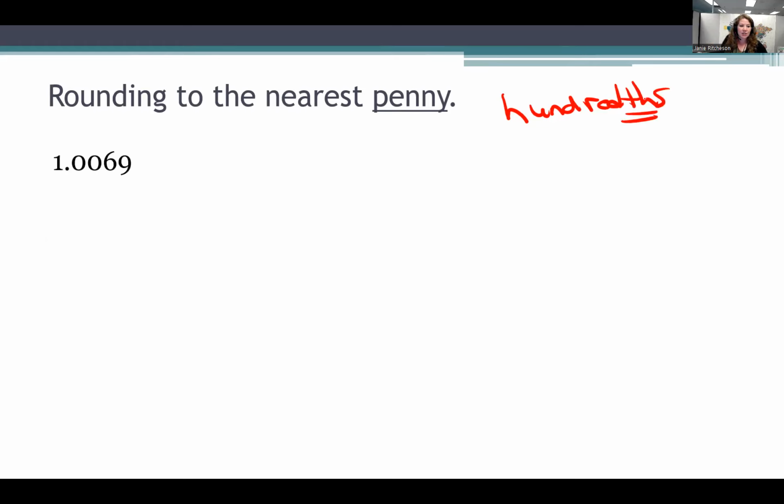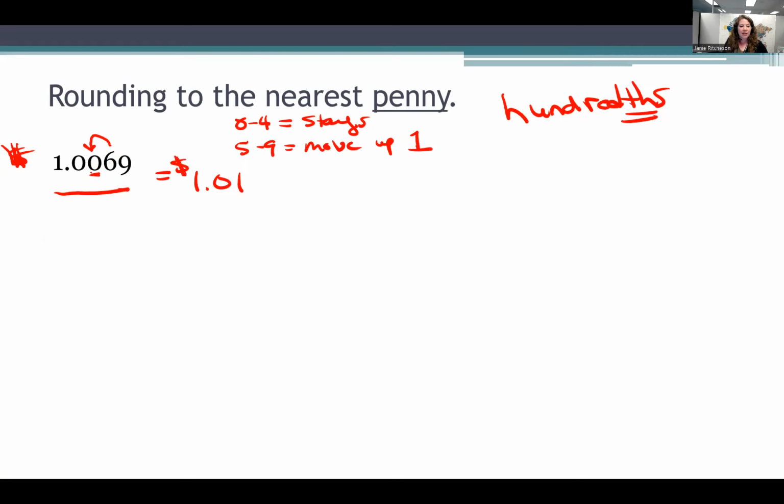So we have tenths, hundredths. So if this was money, we're always rounding to the hundredths. The first zero is in the tenths. This one's in the hundredths. So in order to round, you always look to the number to the right of the place you want to round to. If the number to the right of it is 0 through 4, the number stays the same. If it's 5 through 9, you move it up 1. Okay, so this 6 is above a 5, so we're going to round a 0 up 1 to a 1. So you would say this money is equal to $1.01.